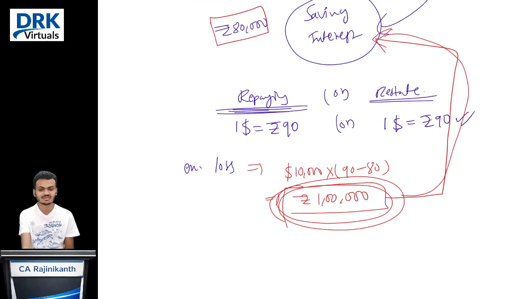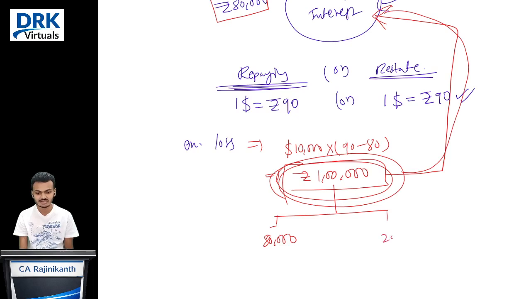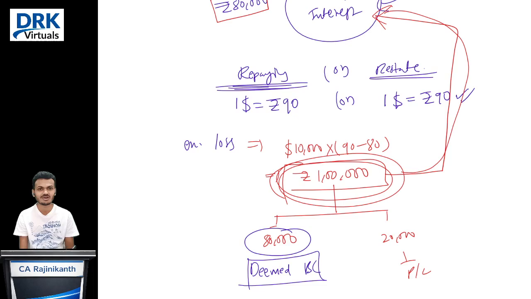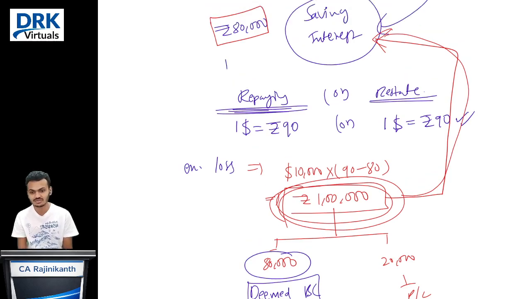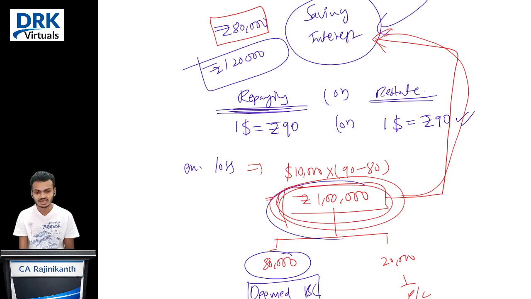So what the standard is saying is that out of this 1 lakh rupees, this 80,000 is the deemed borrowing cost and this 20,000 you charge to profit and loss account. This 80,000 is deemed borrowing cost. You can include this amount in the borrowing cost and you capitalize it, subject to other requirements of this standard. Okay. Assume this is not 80,000. This is 1 lakh 20,000. In this case, this entire 1 lakh rupees you can treat as deemed borrowing cost.